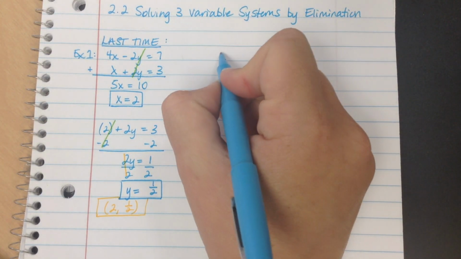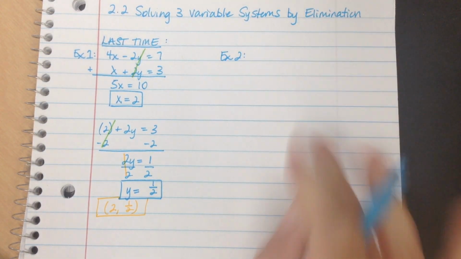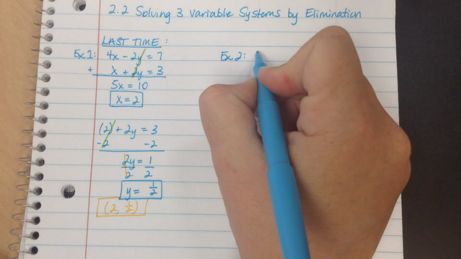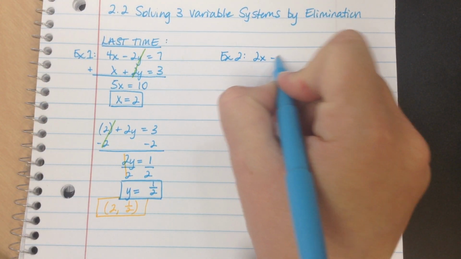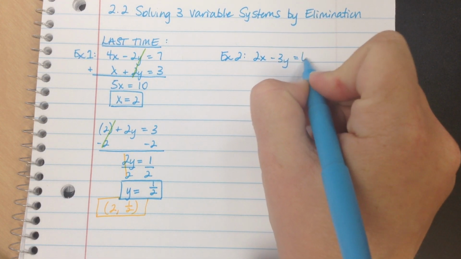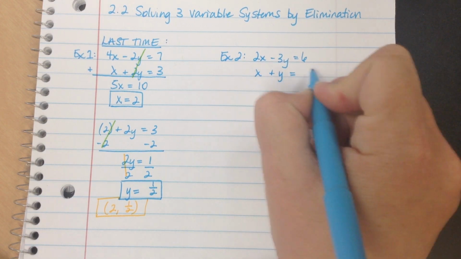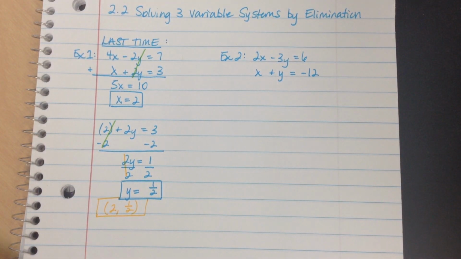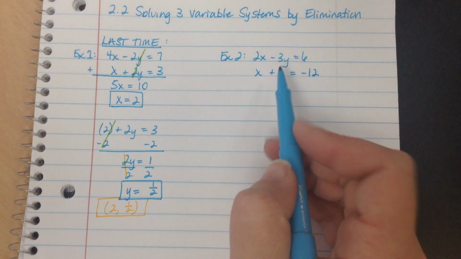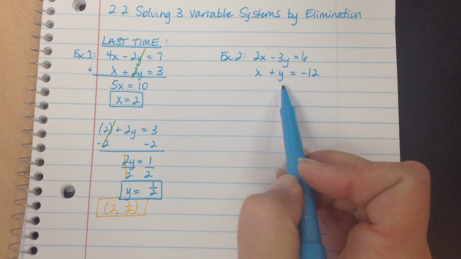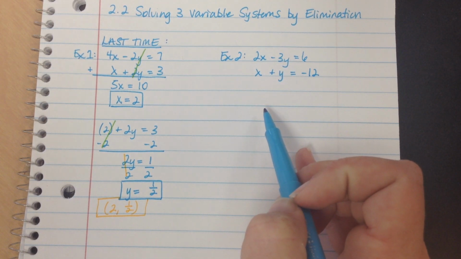Okay, I'm going to give you another example. This is example 2. Again, it's just a two variable system like we did a few lessons back. 2x minus 3y equals 6. And the second equation I'm going to give you is x plus y equals negative 12. So again, with elimination, our goal is to add these two together and hopefully eliminate one of the variables. If you'll notice with these equations, nothing eliminates automatically. We're going to have to do some multiplying to make it eliminate.